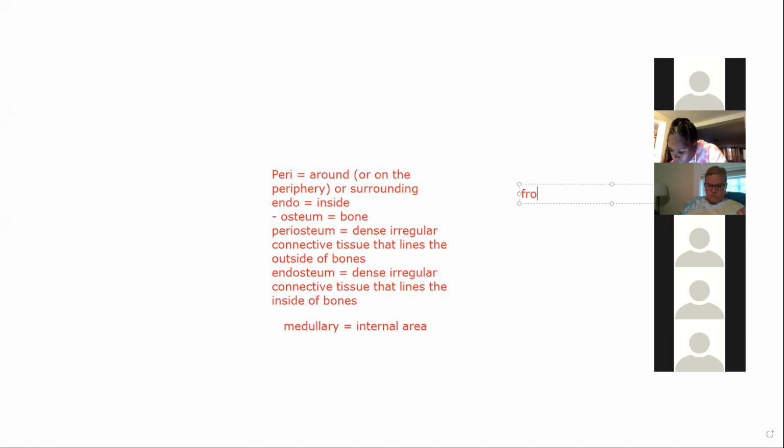Foramen means hole. Foramina is the plural form of holes. When you learn about bony structures in lab, remember that foramen means hole, and foramina is the plural form.